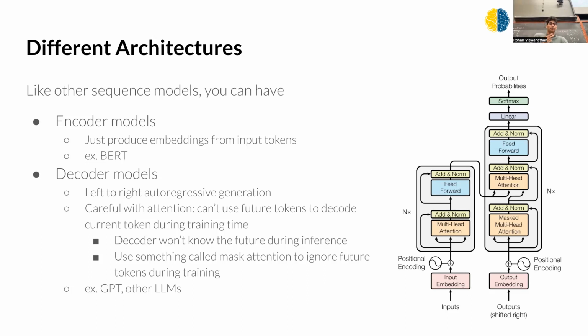Decoder models, on the other hand, we don't want to use future tokens to decode the current token because we don't have access to those, which results in something called masked attention, where we ignore future tokens during training. So we don't calculate similarities with future tokens that we may not want access to, and we only use past tokens. So we have a mask that's moving and slowly getting unmasked as we go through a sequence. This is an example of how GPT and other large LLMs work. These are decoder models, right?